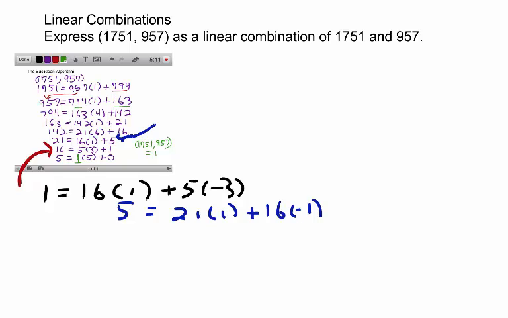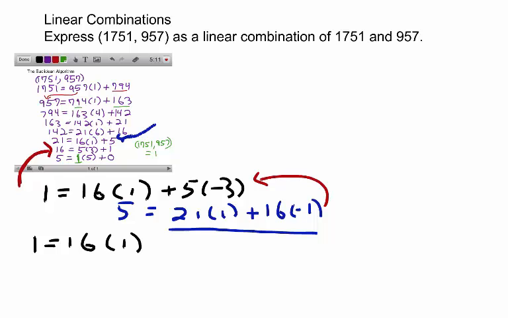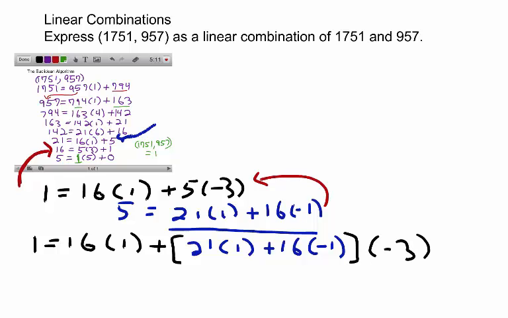Next, we will take our expression, which is equivalent to the number 5, and substitute it into the expression above. So now we have 1 equals 16 times 1 plus 21 times 1 plus 16 times negative 1, times negative 3.